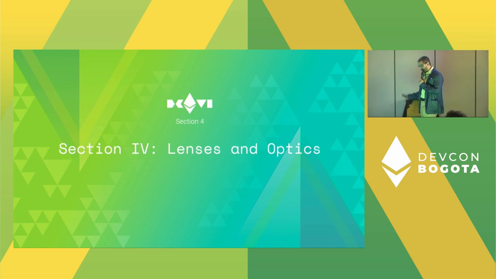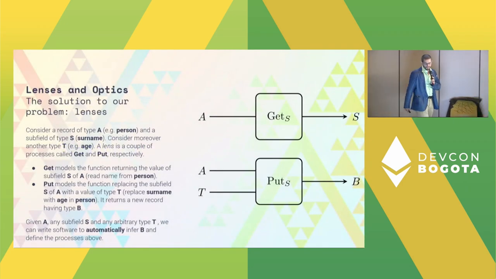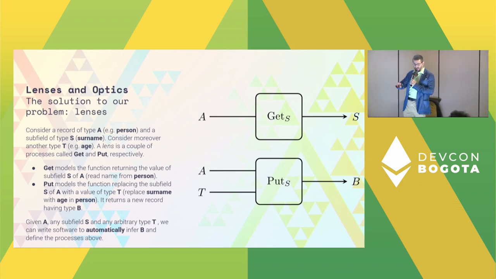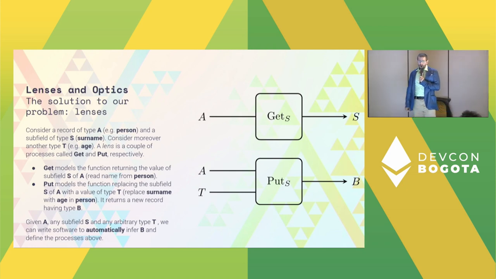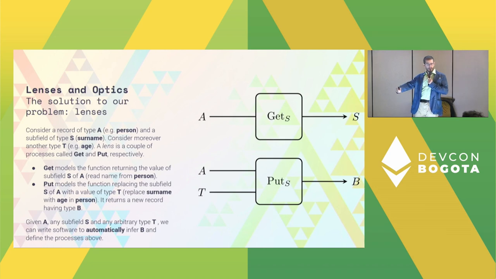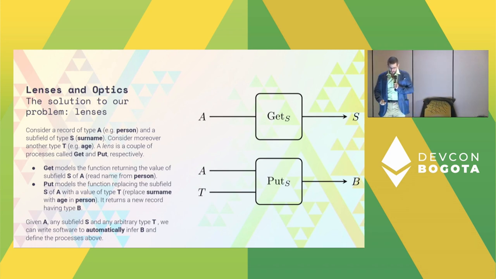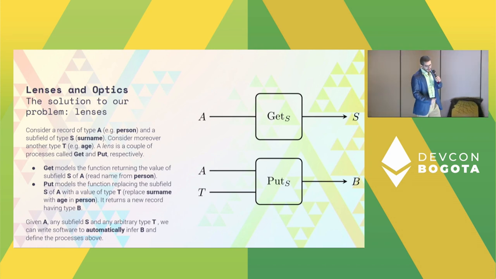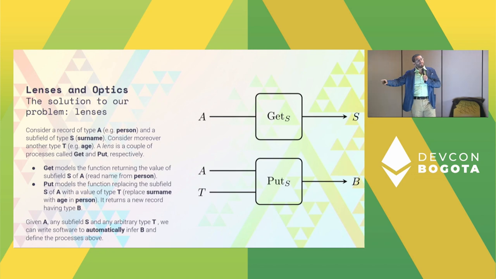That is a particular example of something called an optic. So what is the idea? The idea is that a lens is just a couple of processes, one called get and one called put. And basically, get is taking your record and giving you the subfield, that in this case is S subfield of A. What put does instead is take your record A, take something of type T, and intuitively replace S with T, and now it's spitting out something of type B.